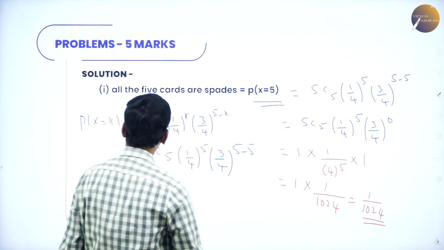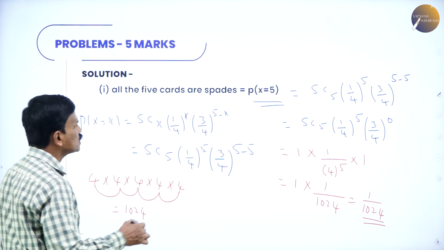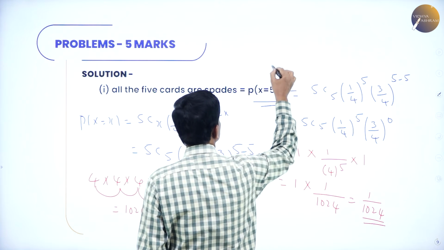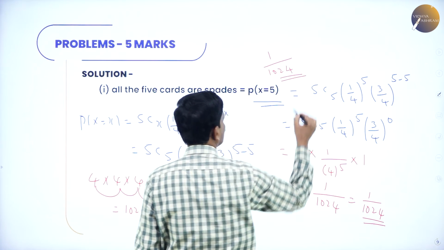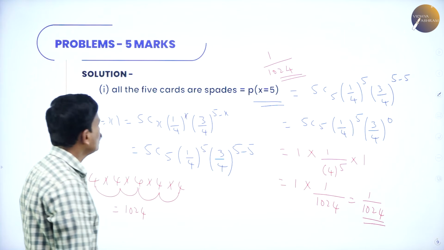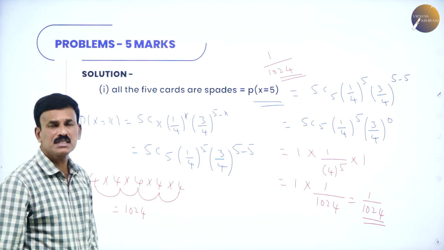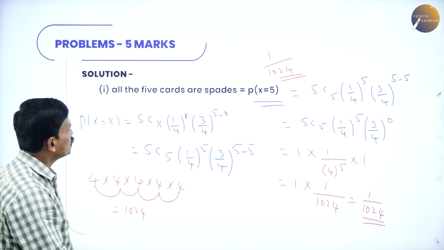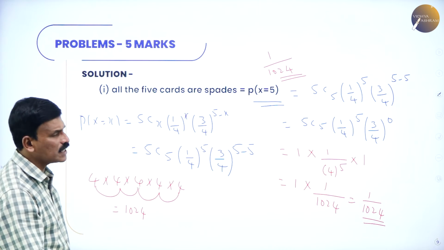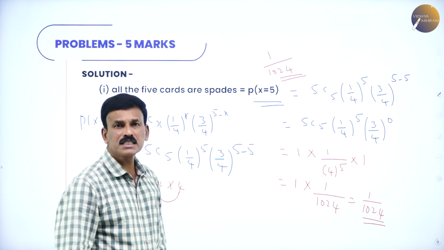So the probability that all 5 cards are spades is 1 divided by 1024. This is the required answer. Just put x is equal to 5 and simplify, you will get the answer. That's it. Now let us come to case 2.